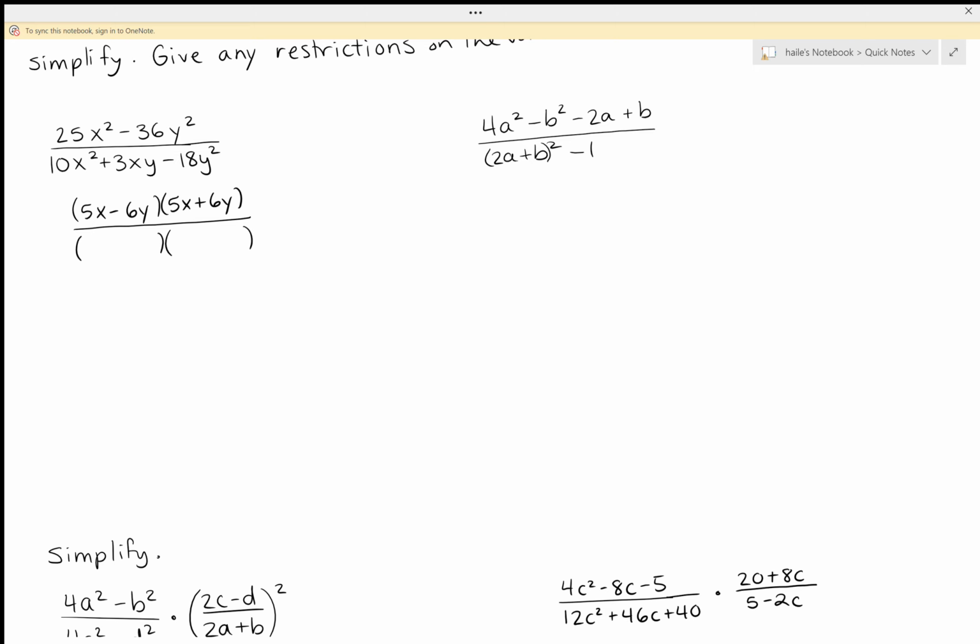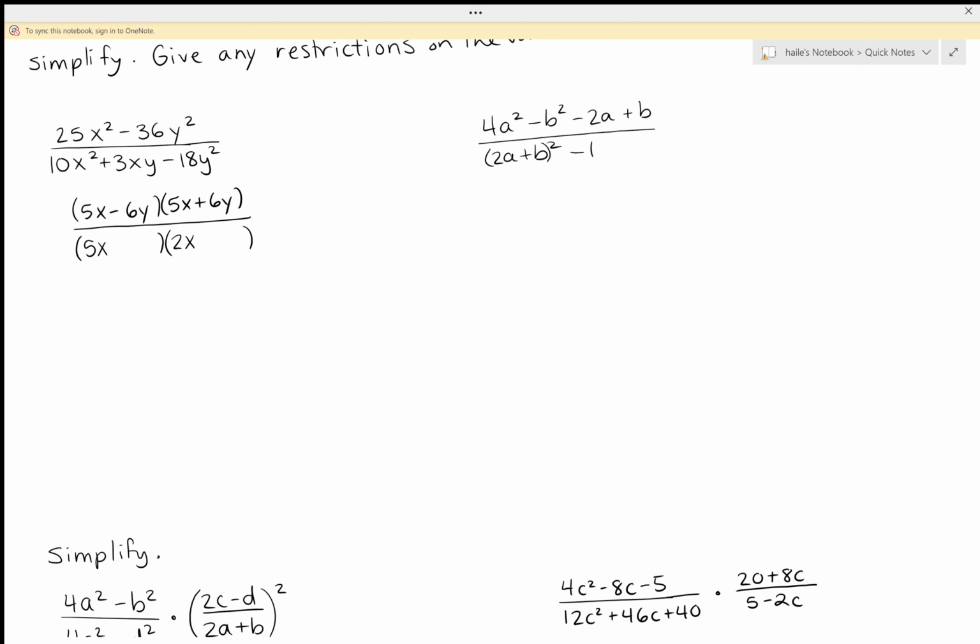And since I eventually want to simplify this, let me go ahead and guess that the first terms in each of my factors should be 5x and 2x, because eventually I'm going to want one of these factors to cancel on the top and bottom. And then we want to think about how we can break up negative 18y squared so that when we multiply those factors back out, we get positive 3xy in the middle.